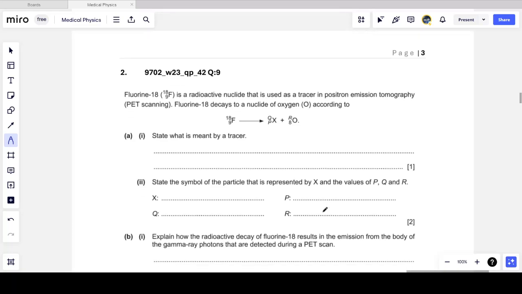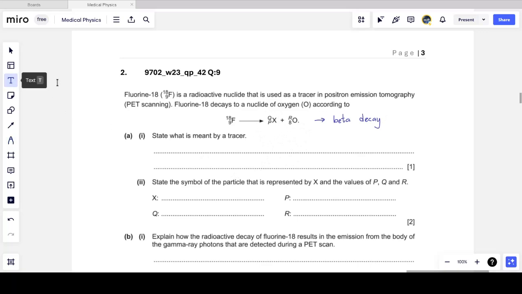We are told that fluorine-18 is a radioactive nuclide that is used as a tracer in positron emission tomography, PET scanning, and fluorine-18 decays to a nuclide of oxygen according to this equation. If we remember carefully how this occurs, PET scanning occurs when there's a beta decay. So that knowledge that this is going to be a beta decay will help me with this question later on.